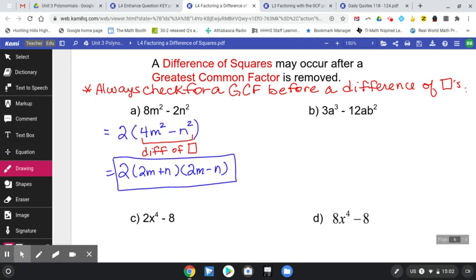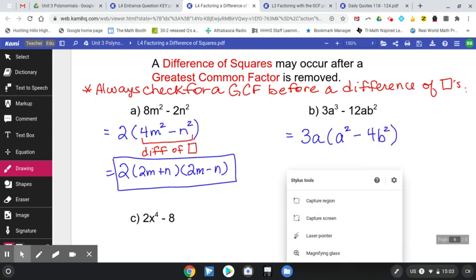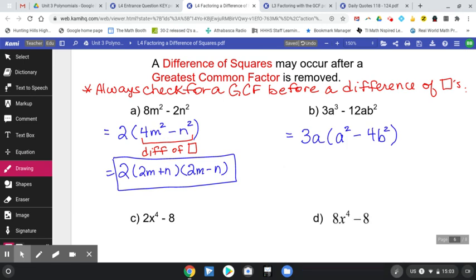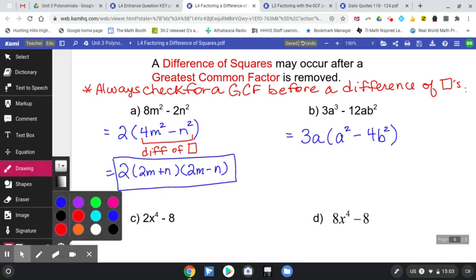Let's try B together. So common factor here of 3a, the other factor, a squared minus 4b squared. So remember with these guys, you do that little distribution to make sure that it works. So not only do we check to make sure it works, but we should also be checking to make sure that it is completely factored. And this one is not, because what we have here is a difference of squares.